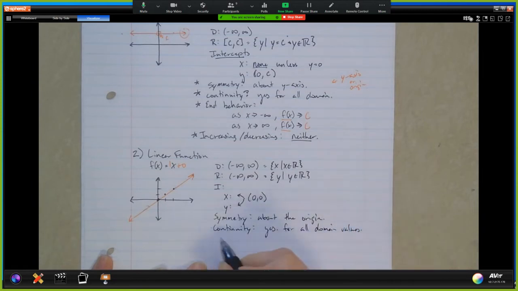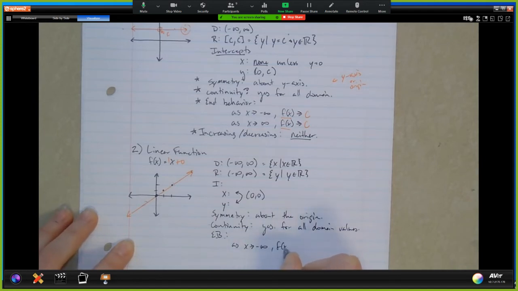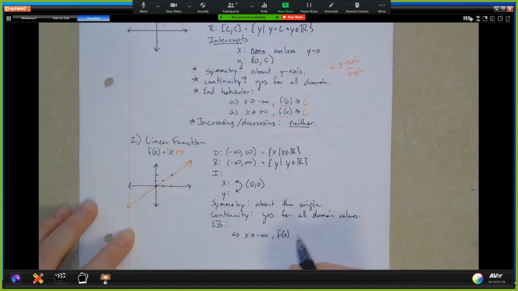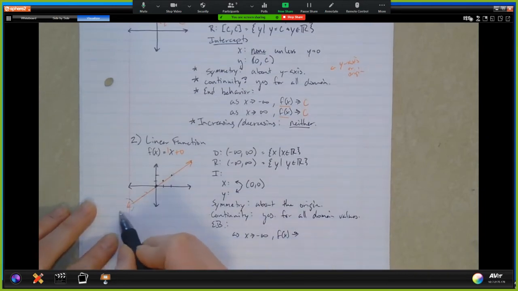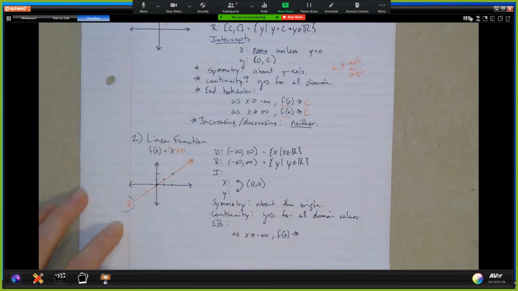And then end behavior. So as x goes to negative infinity, where does our function, keep in mind that's our y value, go towards? If we're looking at that arrow on the end, what does that arrow tell us that we're going towards? What would you say here?